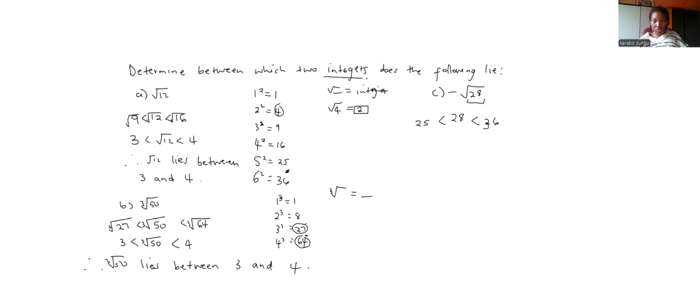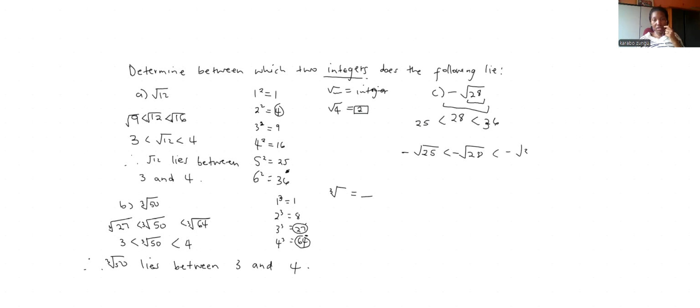And then what are you going to introduce? You're going to introduce now a negative square root because you have a negative on the side, right? Meaning your negative must be outside there. Remember, you can't have a negative number in your square root. So you're going to have negative root 25, and then negative root 28, and then negative square root of 36.